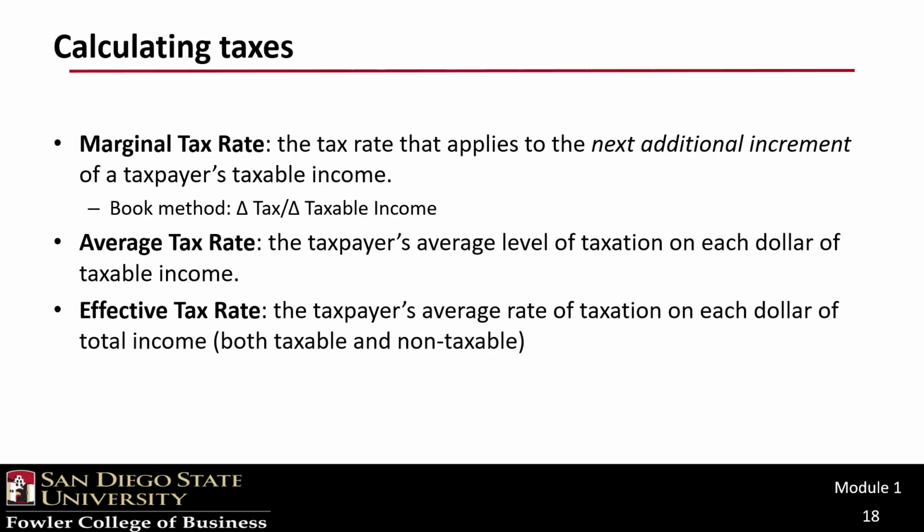Okay, so just as a quick summary, marginal tax rate is the tax rate that applies to the next additional increment of a taxpayer's taxable income. And you can always calculate that as the change in tax over the change in taxable income. But for small changes in taxable income, it's whatever bracket you're in. The average tax rate is the taxpayer's tax divided by their taxable income. And the effective tax rate is the tax divided by total income.